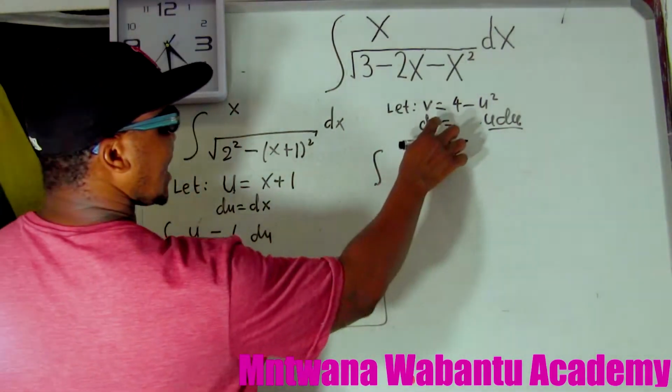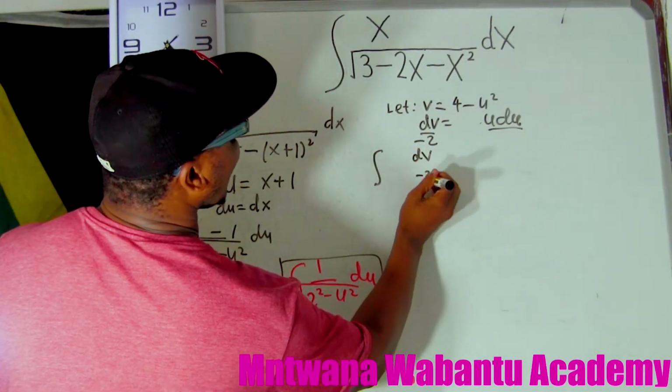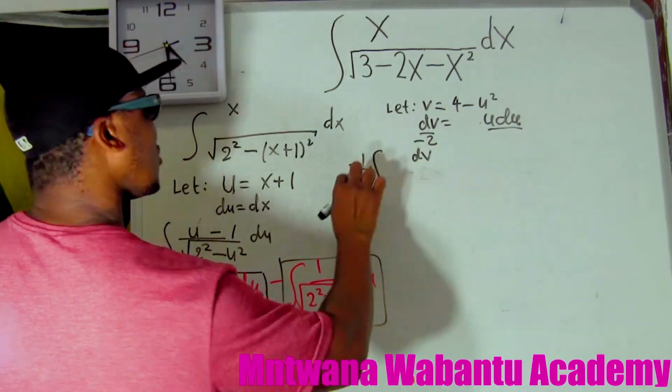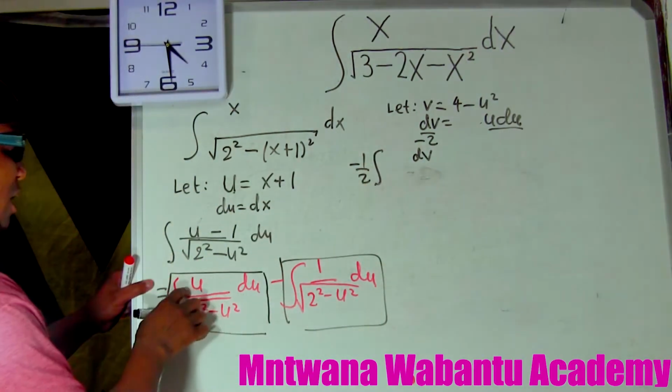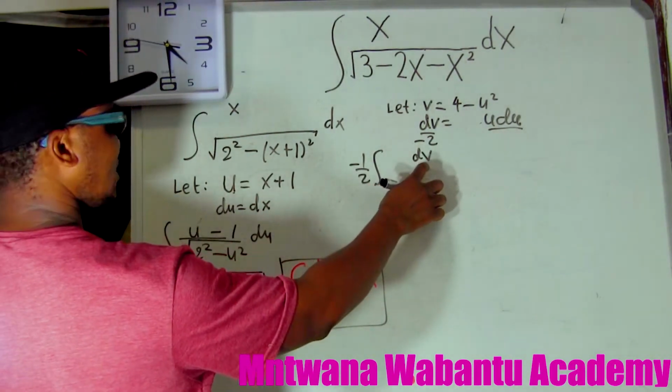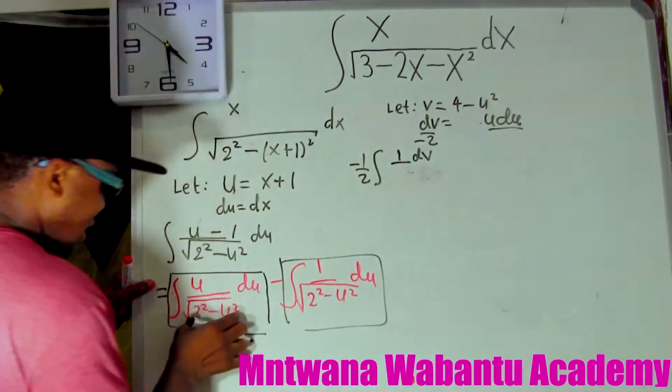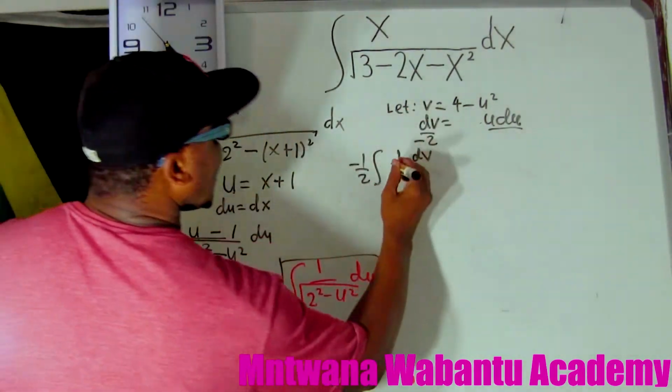u du, what is the u? Negative dv over negative 2, dv over negative 2. But this negative 2 is going to go to the back, so it's 1 over 2. Okay, see? u du equals dv over negative 2. Now we're left with 1 over, this expression here equal to v.